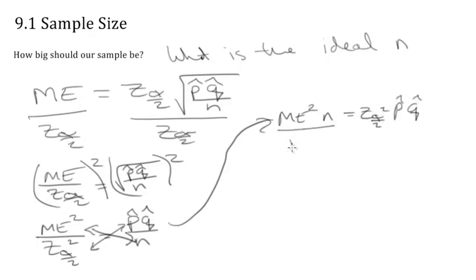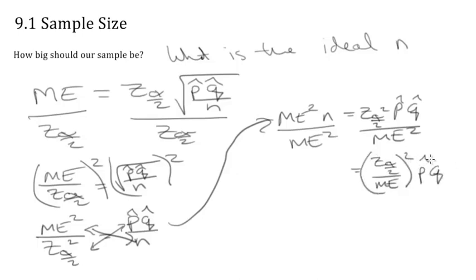And now all I've got to do is divide out by the margin of error squared. Now what I have on the right hand side is something squared divided by something else squared. I can now pop out the squaring again. So the critical value divided by the margin of error, and that whole thing squared, times p hat q hat, and that's how big n should be. We now have a specific formula for n.